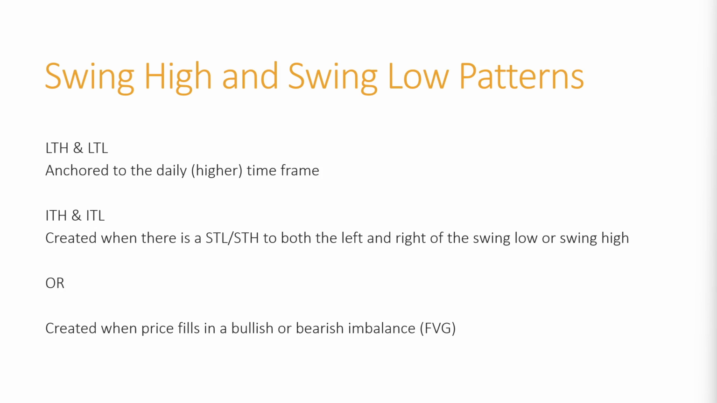And so the other way an intermediate term high or intermediate term low can be created is when price fills in a bullish or a bearish imbalance. So when we're filling in one of those fair value gaps, whenever that happens, either the high or the low that's created at that point immediately becomes an intermediate term high or an intermediate term low.